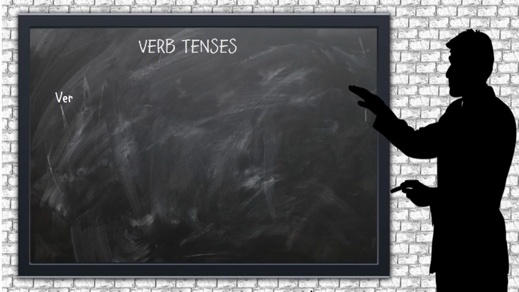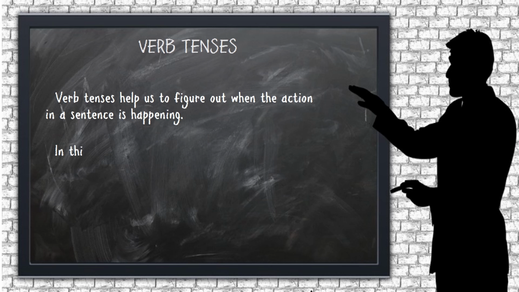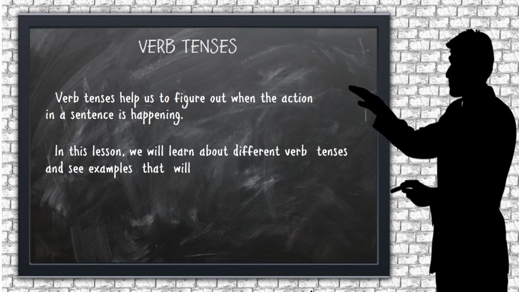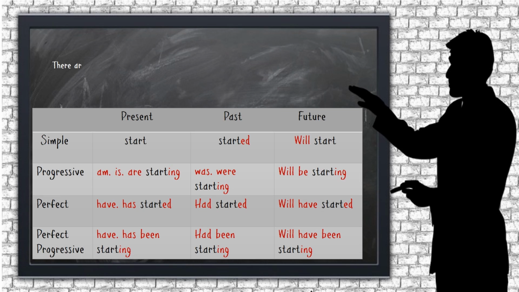In this lesson, we will learn about different verb tenses and see examples that will help us know when to use the correct tense. The term tense has been derived from the Latin word tempus, that means time. Since there are many ways in which we express the time of action, we use tenses. And they help us to figure out when the action in a sentence is happening.